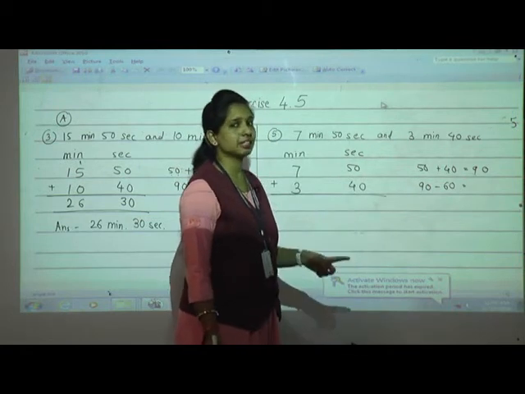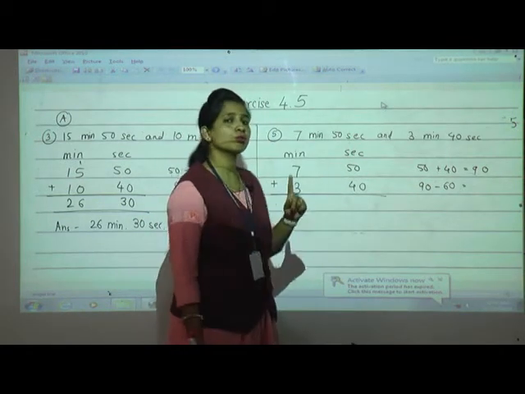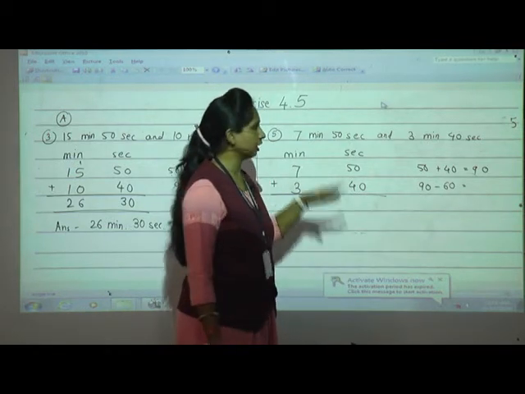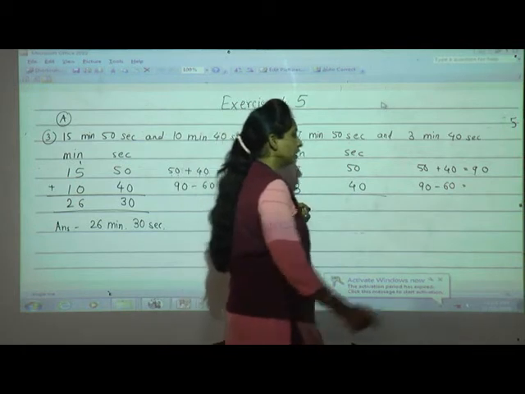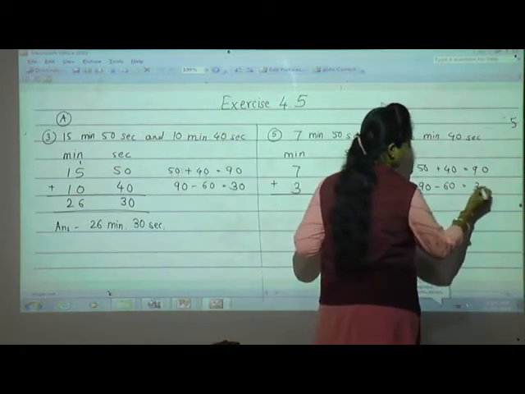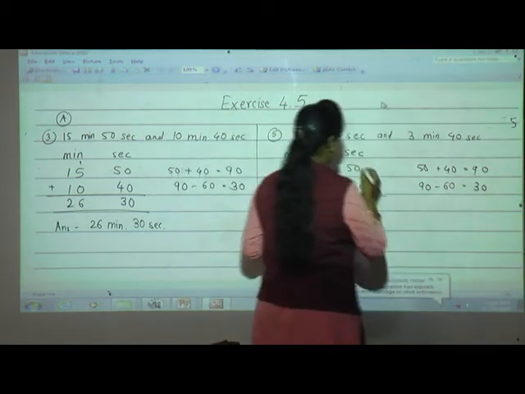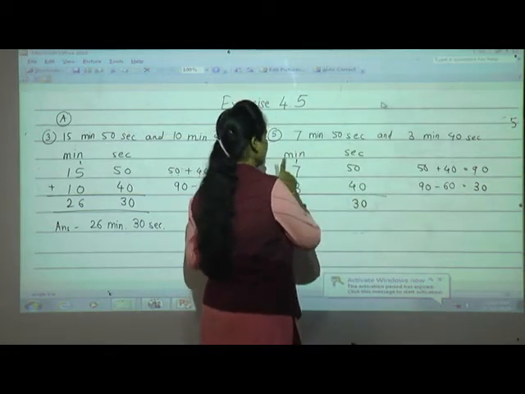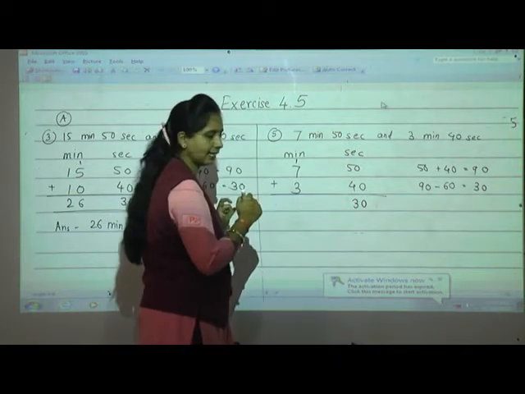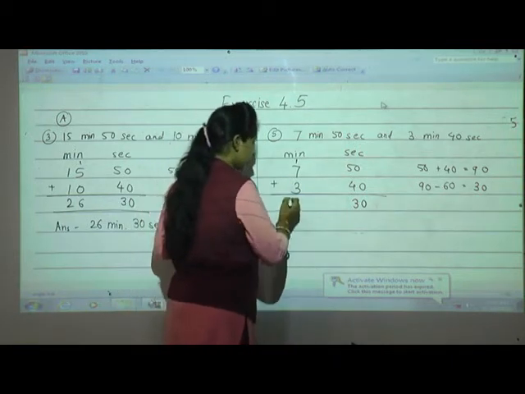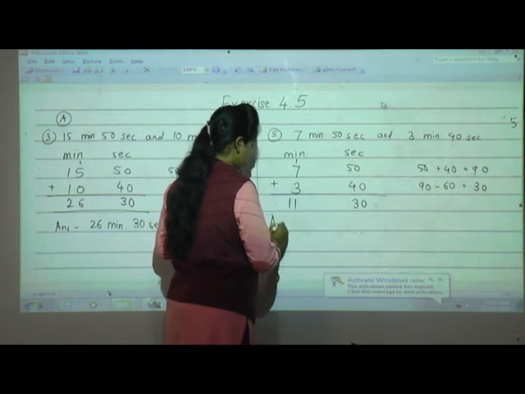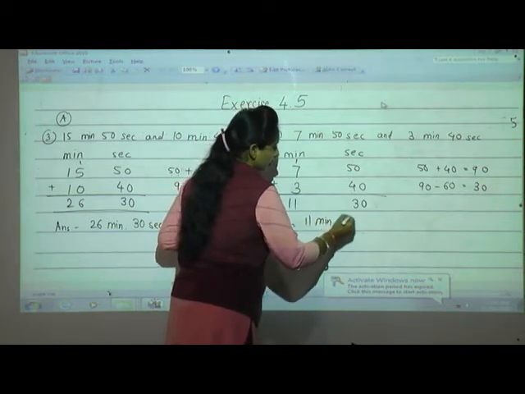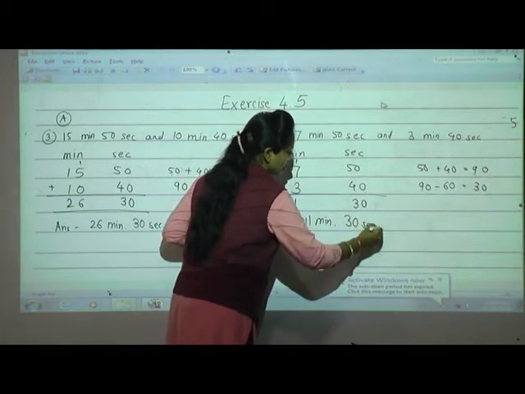Why? Because 60 seconds is equal to 1 minute. In 90 we can convert 1 minute into minutes. Okay, so 90 minus 60 is 30 seconds. So here we write 30 and 1 we carry. 1 plus 7 is 8. 8 plus 3 is 11. So what is the answer here? 11 minutes 30 seconds.